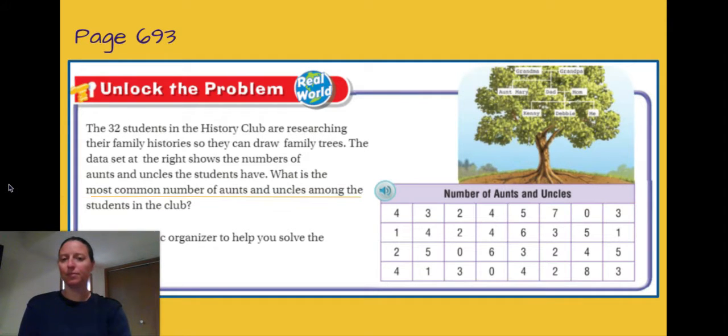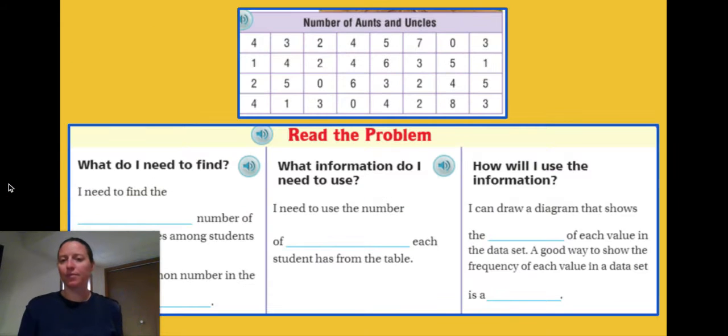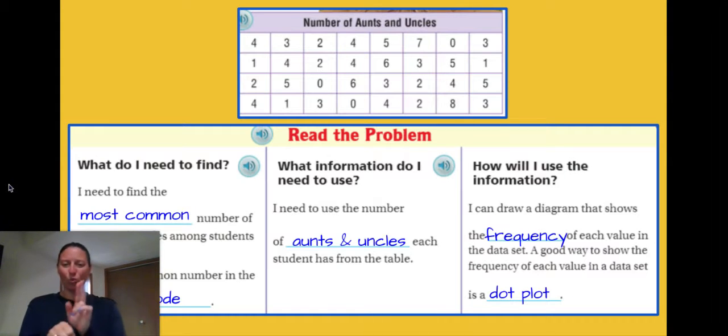So while we read the problem, we need to think, what do I need to find? The most common number of aunts and uncles. And that represents the mode. What information do I need to use? So you need to use the number of aunts and uncles for each student from the table. How will I use the information? I can draw a diagram that shows the frequency of each value in the data set. A good way to show frequency of a data set is to make a dot plot.